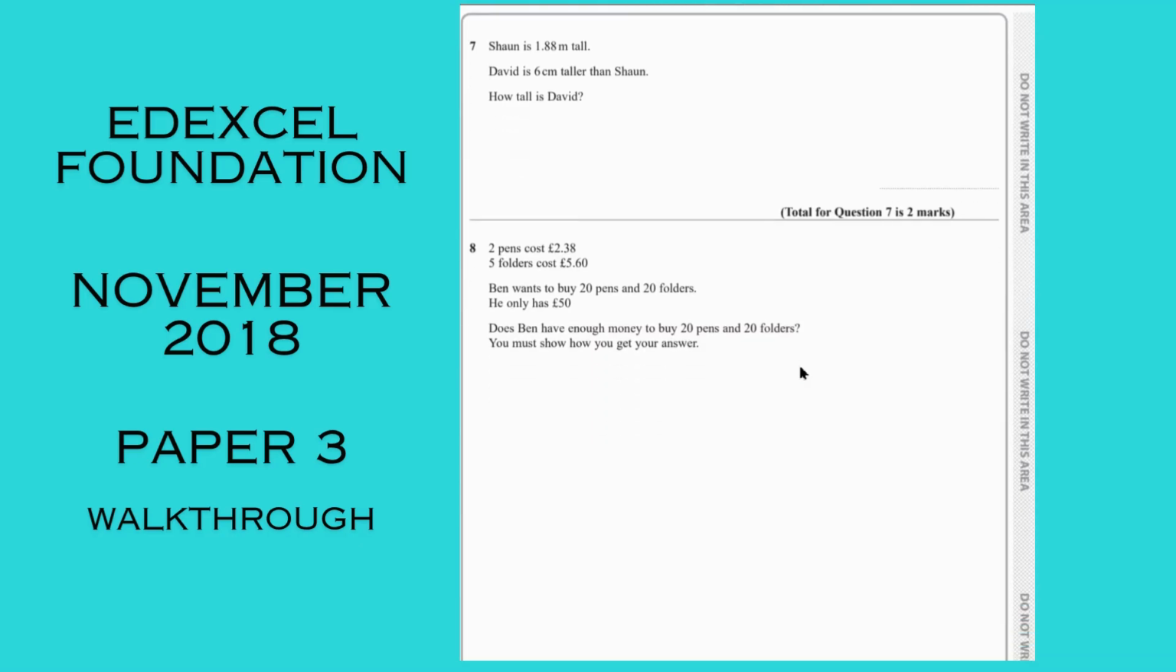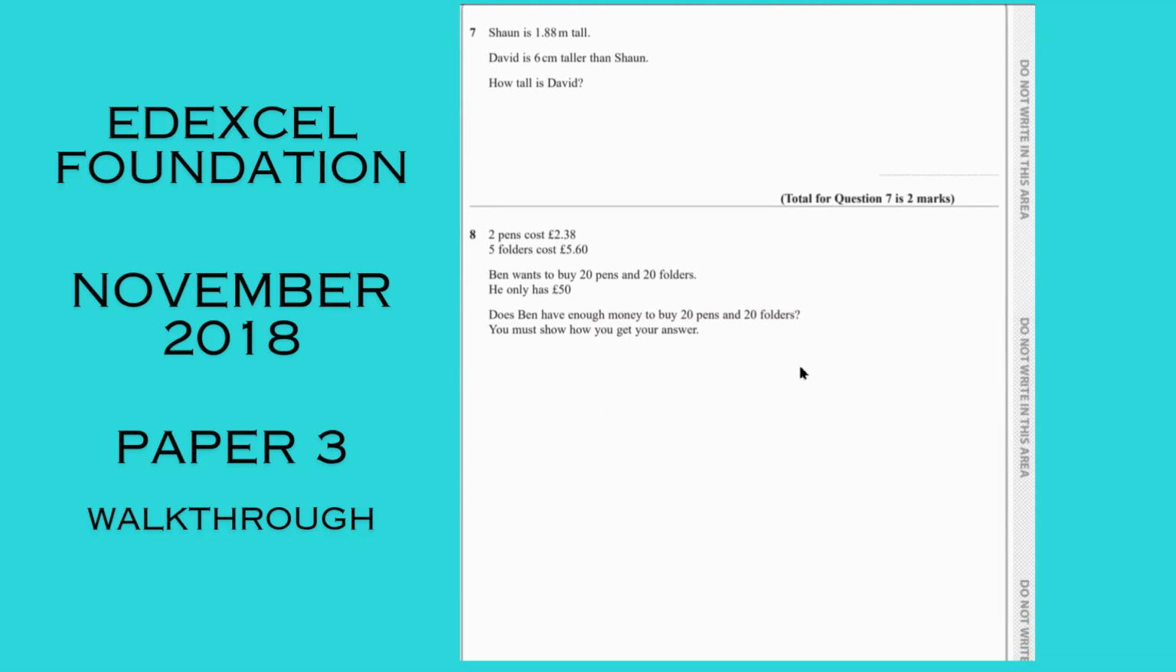Number 7, trying to catch you out here, but it's the old conflict of units. Personally, I'd change the centimetres, divide it by 100. So David is 0.06 metres taller, and that, if he's taller than Sean, get that number added on to give you 1.94 metres.